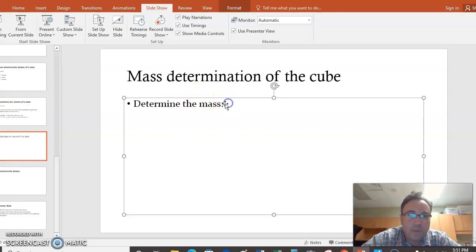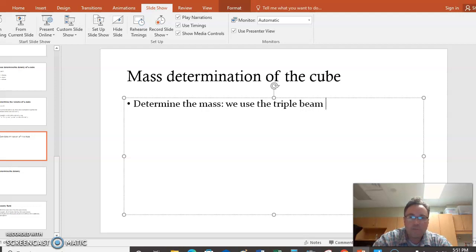Next one, mass determination of a cube. To determine the mass of a cube, we use the triple beam balance.